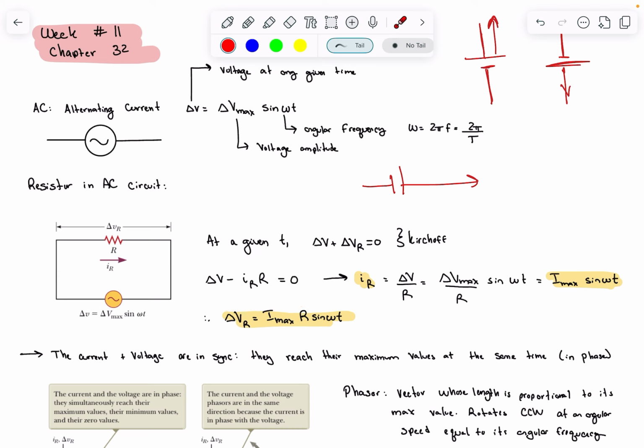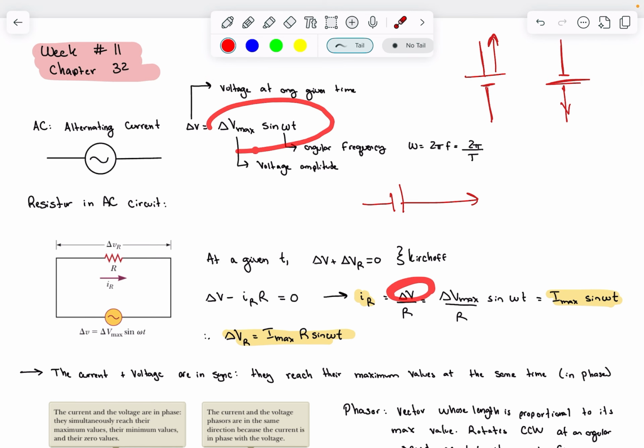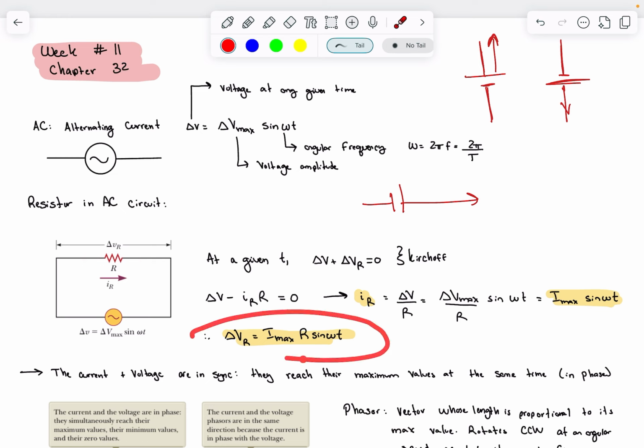To do that, of course, we just isolate for it, and we know that delta V is equal to delta V max sine omega t. Plug that in, and then we get the current at a certain moment in time t equal to I max sine omega t. And of course, the potential across this here is equal to the potential across the resistor as well, written out like this. What we see when we compare them is that the current and the voltage are in sync. They reach their maximum values at the same time. This is also called being in phase.